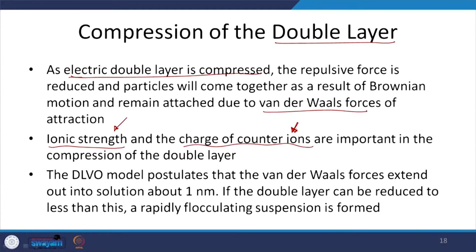What is it that we are trying to achieve? We want to decrease this double layer, but to what extent? This model says that the van der Waals forces are relevant from about 1 nanometer. If the double layer can be reduced to less than this, then obviously we are going to have a flocculating suspension. So that's something to keep in mind. Just try to understand this distance.